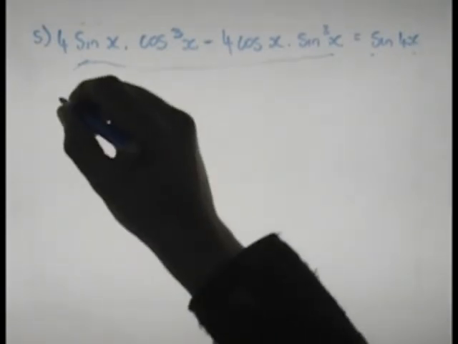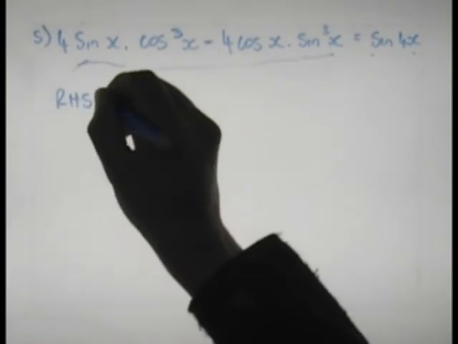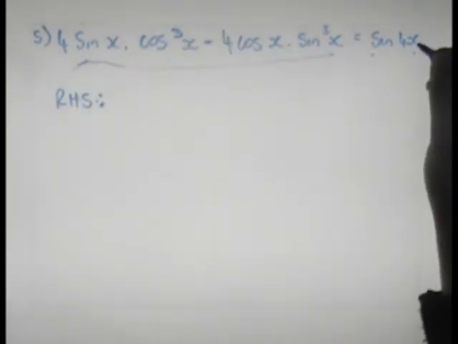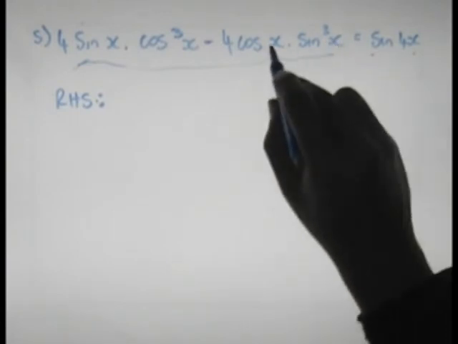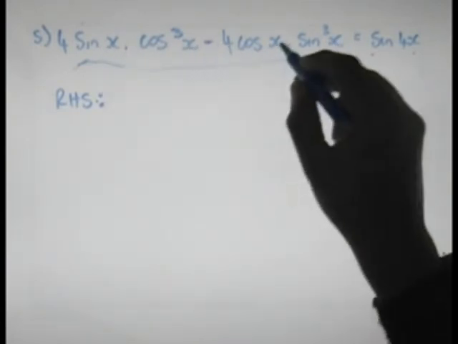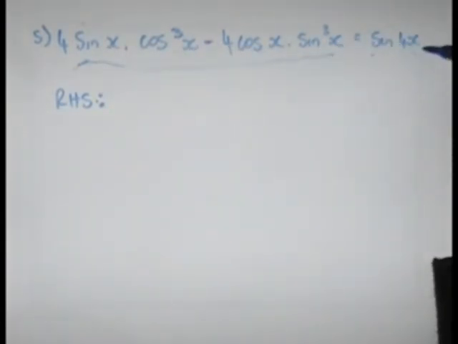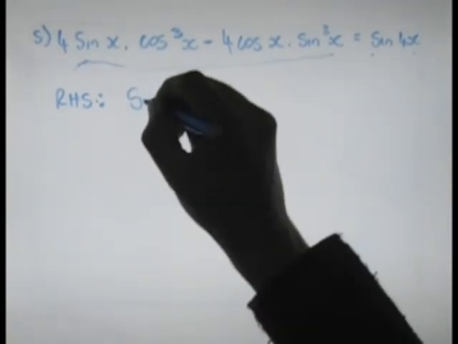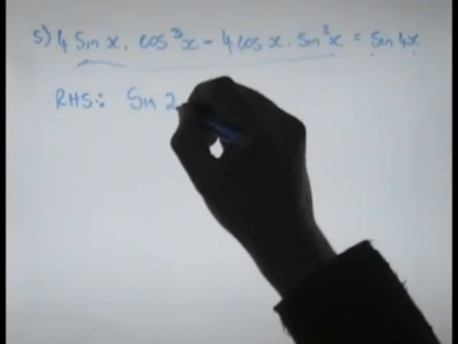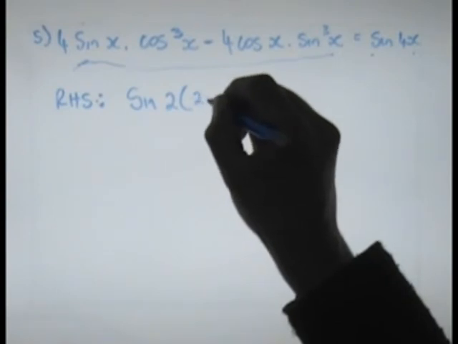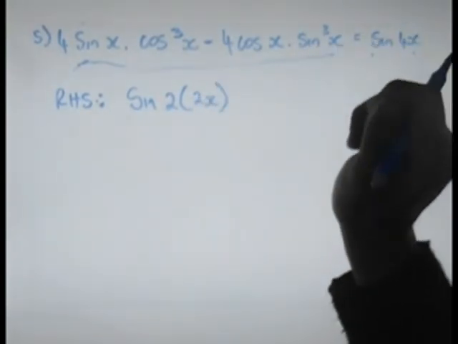The right hand side I think is actually more complicated. Sine 4x, look at this, all of these are in the form single x. This is sine 4x. Now isn't sine 4x the same as sine of 2 times 2x?